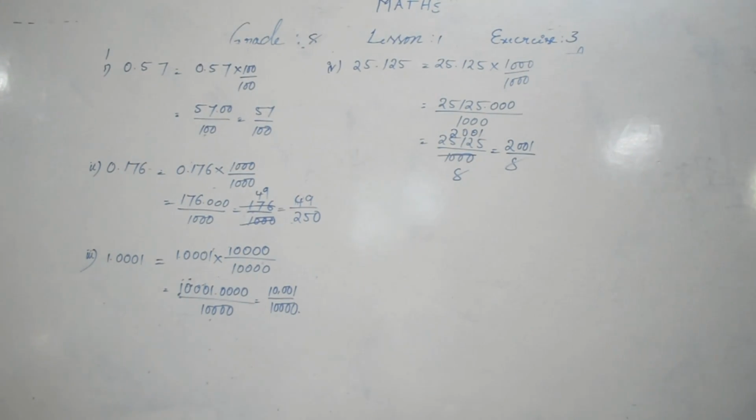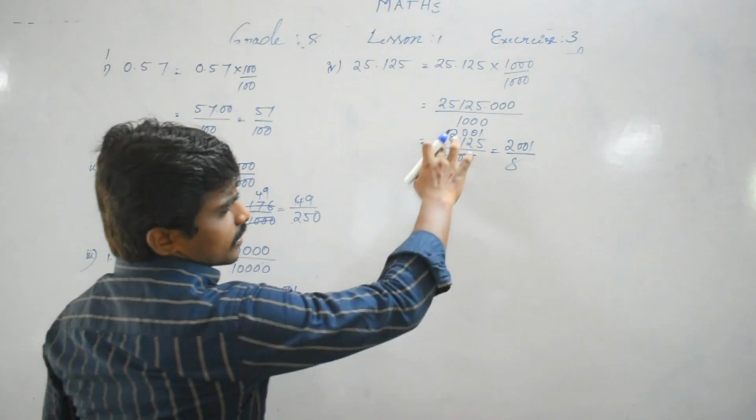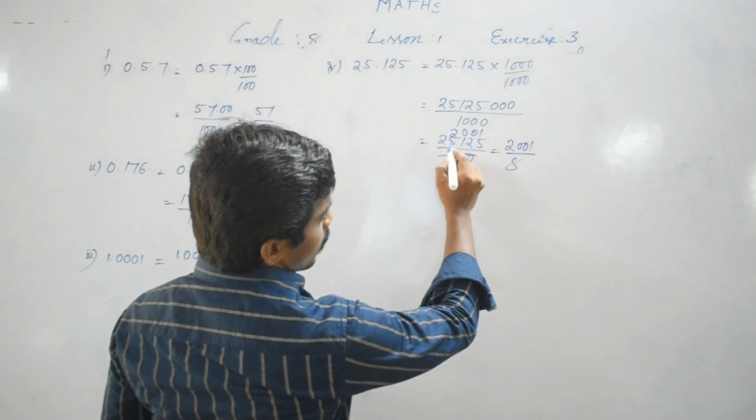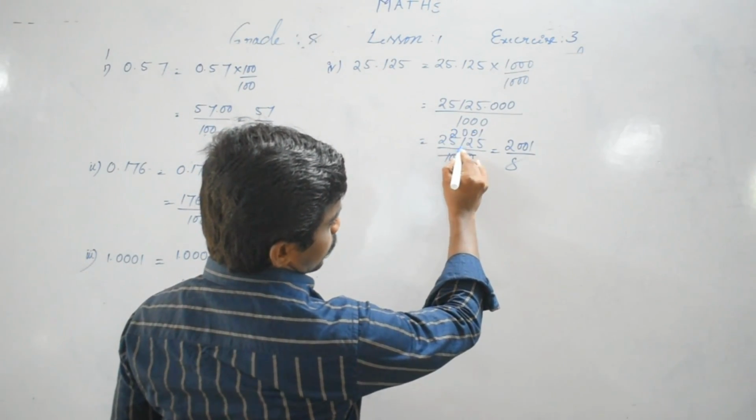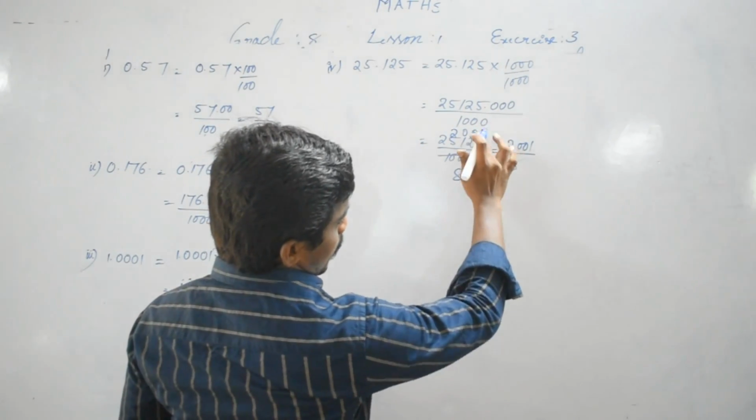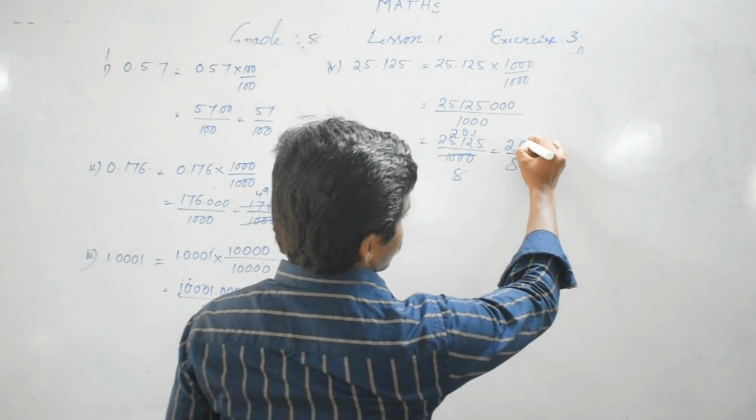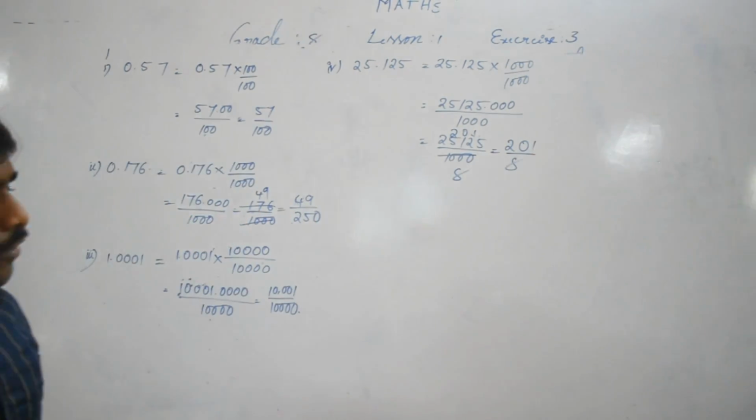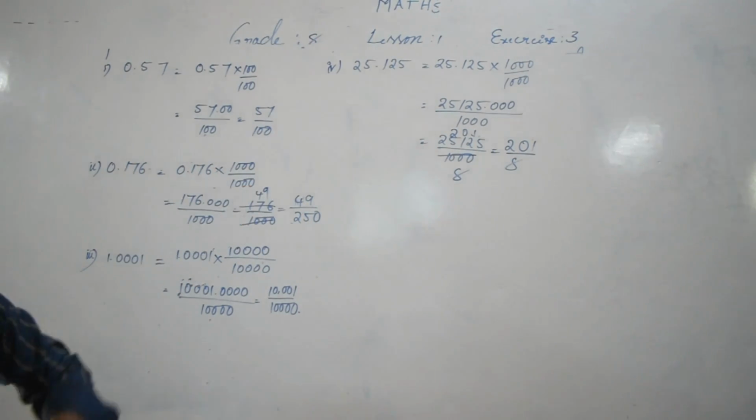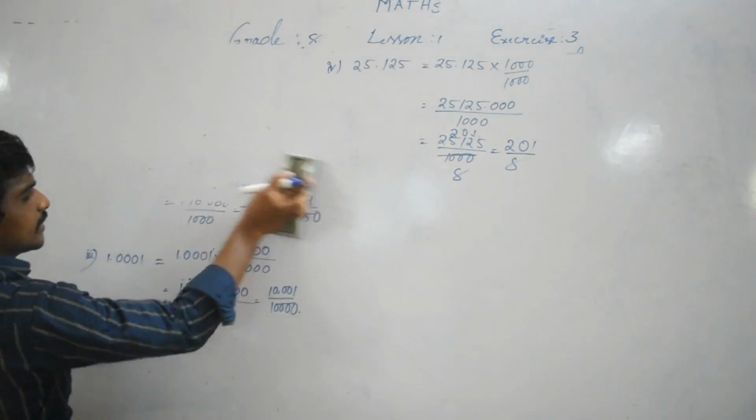Here I checked, I was confused. 125 ones are 125, 125 twos are 250. Sorry, here it is 201 only. So 201. 125 times 201 is 25,125. Cross out to 8. Next one.